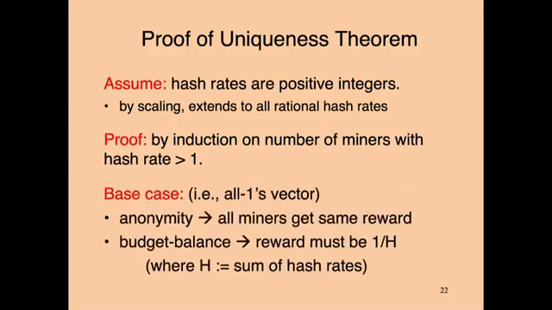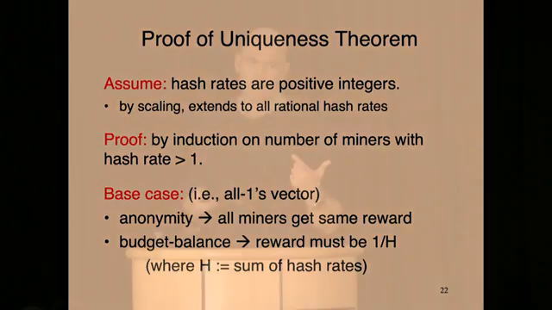Okay? So the base case, that's when there are no miners with more than the minimum hash rate. So we just have some number of miners, capital H, each with hash rate exactly 1. So here's where anonymity plays an important role. Okay, if everybody's contributing the same hash rates, they all have to get the same expected reward by anonymity. By strong budget balance, the sum of the rewards has to be equal to 1, so we even know what everybody's expected reward is. It's 1 over the total hash rate, or 1 over capital H. Okay? So anonymity and budget balance do the work for us in the base case.